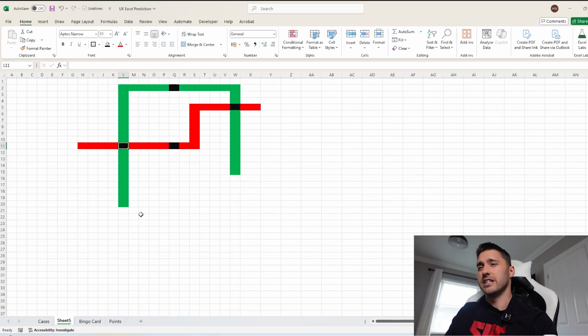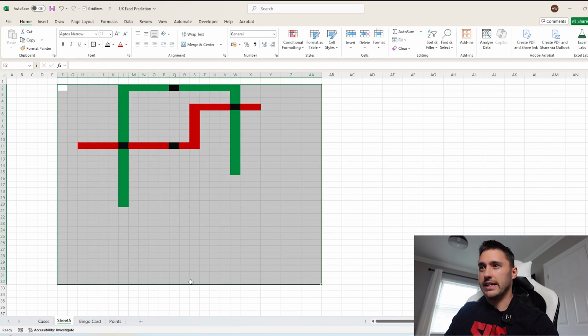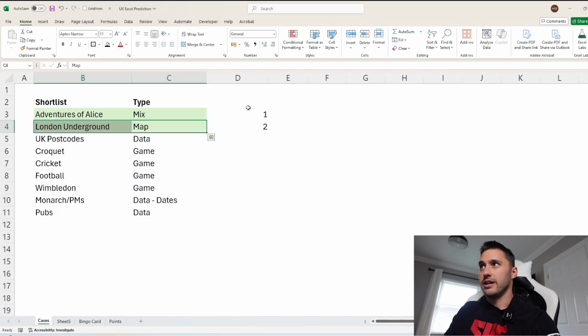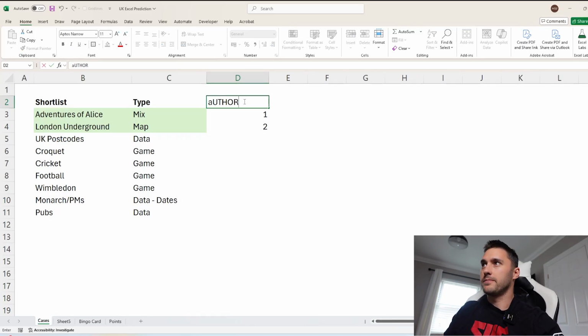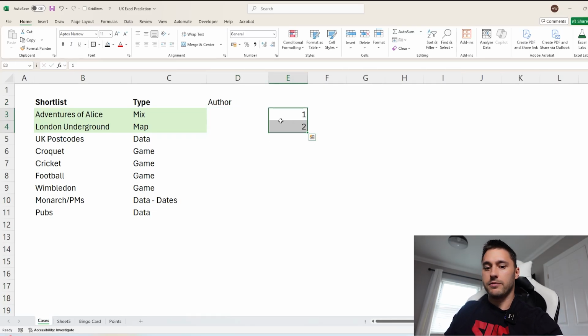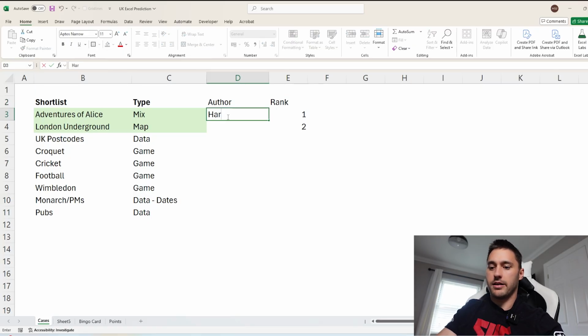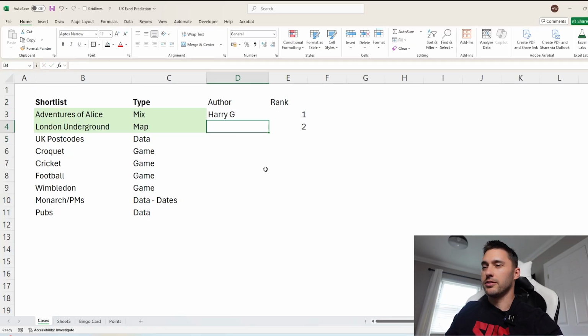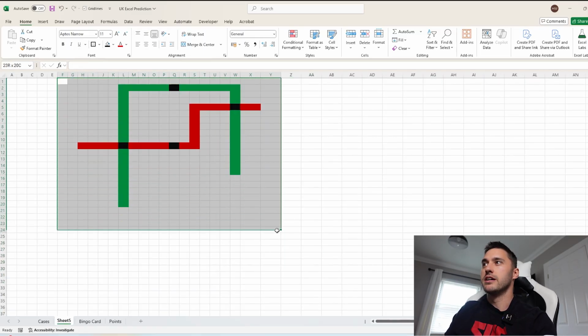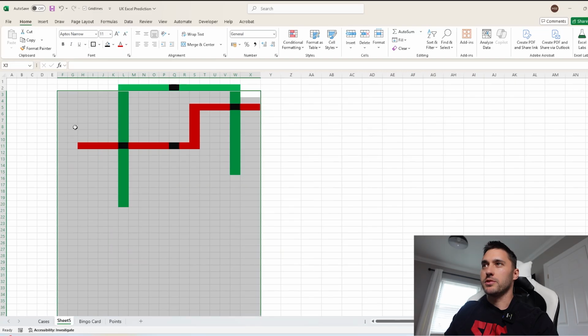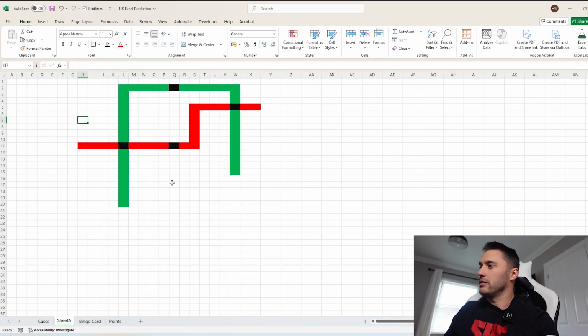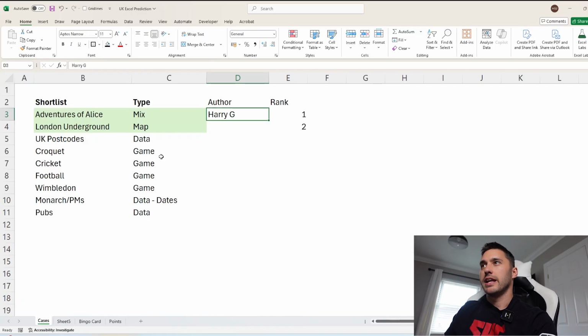My only issue with this one is this would be a case that's completely up Harry Gross's street. Let's put an author here as well, and this is my ranking of likelihood. So this is going to be Harry G. London Underground, again, I would think it was Harry Gross because this is pure graph theory, flow diagram type stuff. That's quite mathematical and tricky, and he's done a lot of questions like that before. I'd be very surprised if he wasn't making this one.